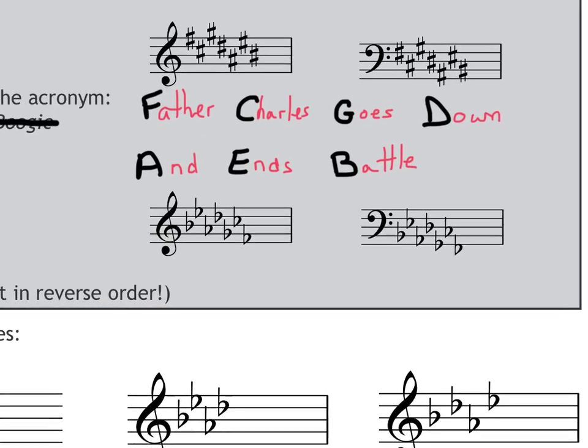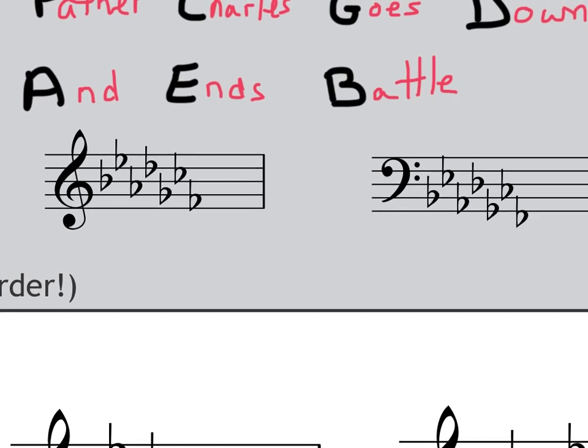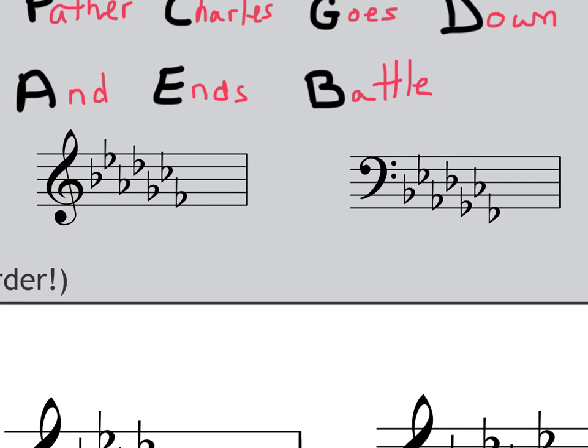Let's zoom into our flat key signatures here so you can see what I mean. All right. In the treble clef, we're starting on the B flat, on the B line. So B flat, E flat, A flat, D flat, G flat, C flat, F flat. B, E, A, D, G, C, F. Battle ends and down goes Charles' father.